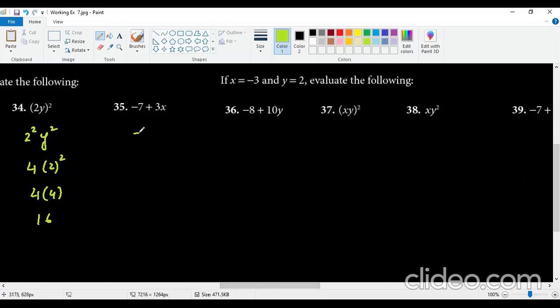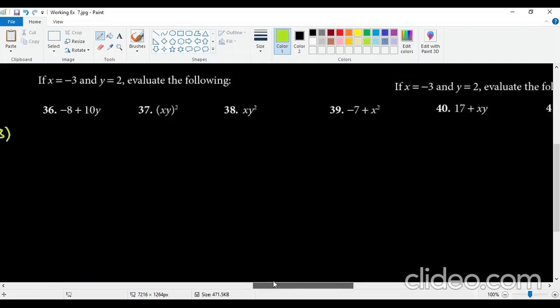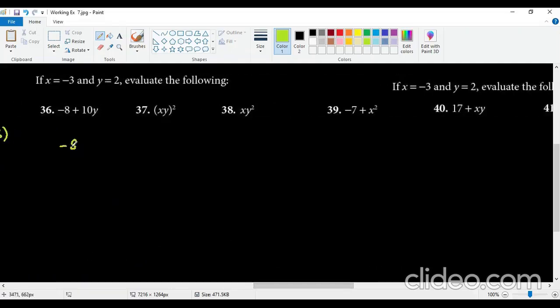Question number 35 is giving you minus 7 plus 3 times the value of x, which is negative 3. So this multiplied gives you negative 9. So negative 7 and negative 9 is going to give you a negative 16. Next is question number 36, in which minus 8 plus 10 times the value of y, which is a 2. So minus 8 plus 20 is going to give you a positive 12.